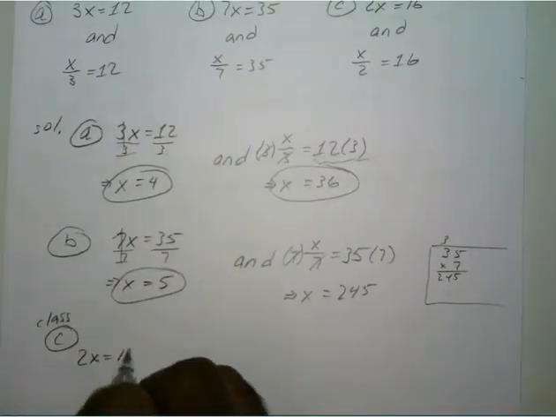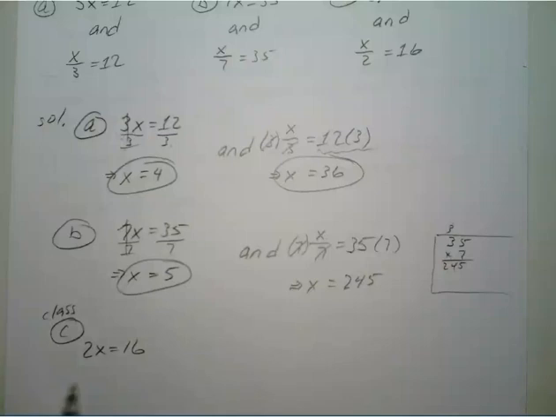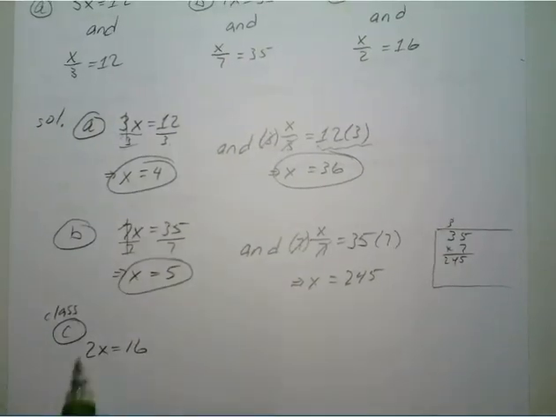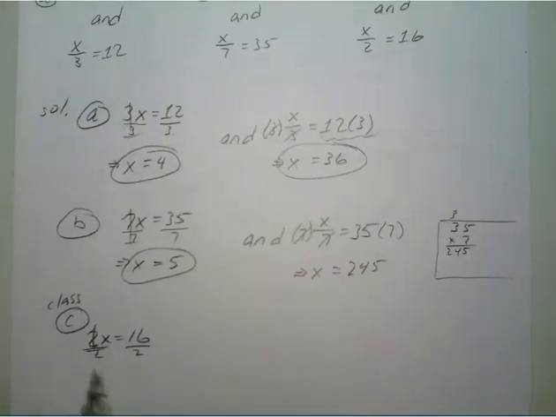You have 2x equals 16. Again, we have a multiplication problem, so we're going to divide both sides by 2, where those 2 will cancel out. So you have 1 times x, which is just x, is equal to 16 divided by 2, which is 8.